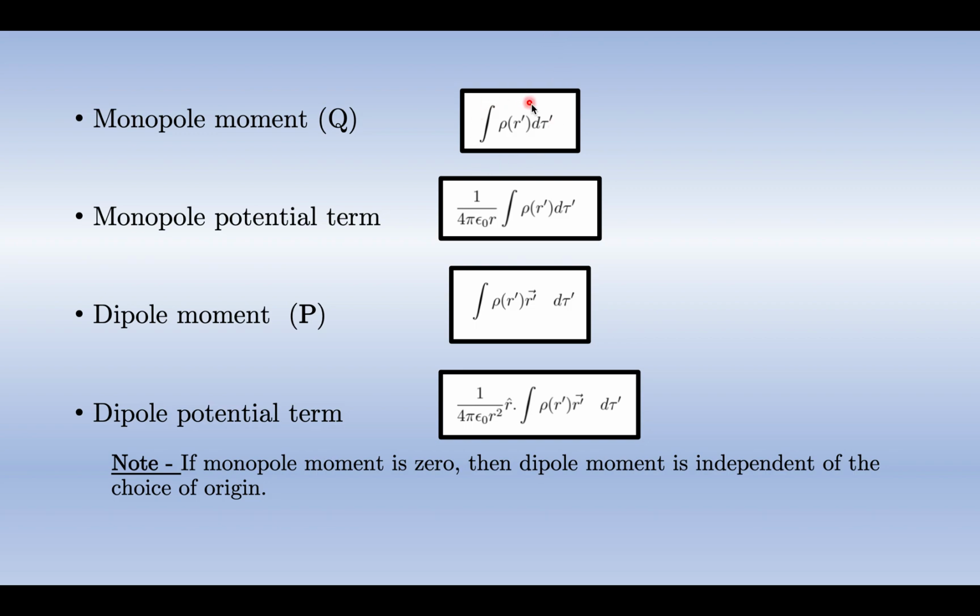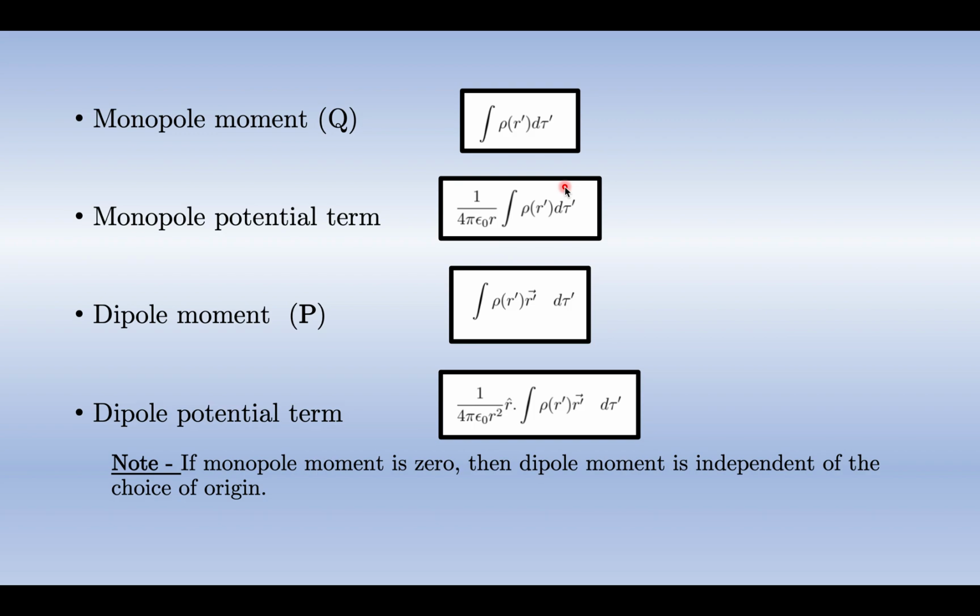The first term has this sort of integral when L is equal to 0, and we can recognize this as the total charge in some sense. We call it the monopole moment, which is another word for charge, and associated with it is the monopole potential term. If this is not equal to 0, then at large distances the charge distribution behaves like a charge, like a monopole.